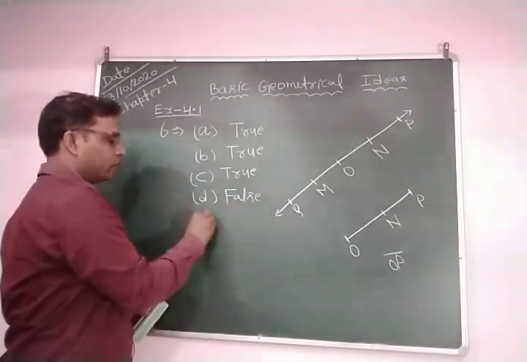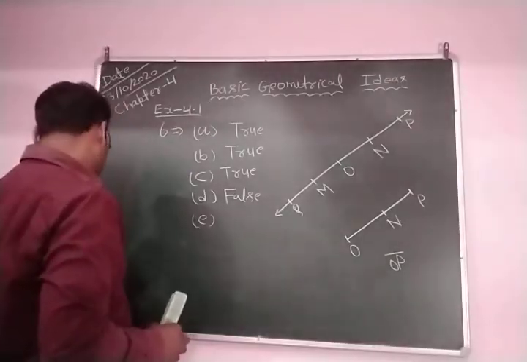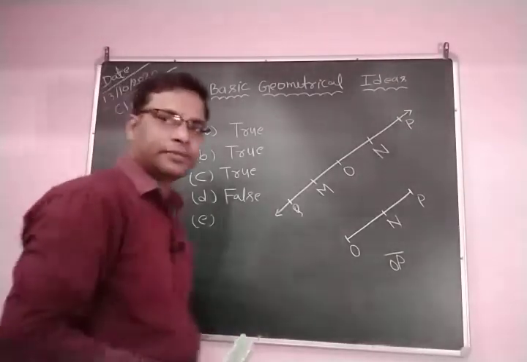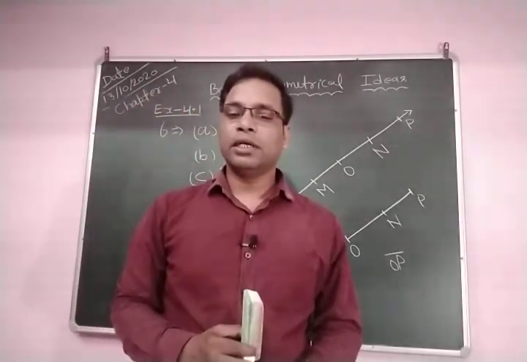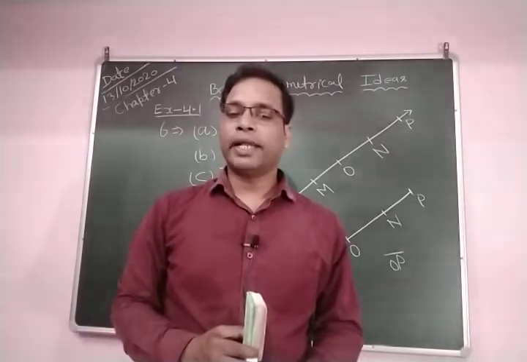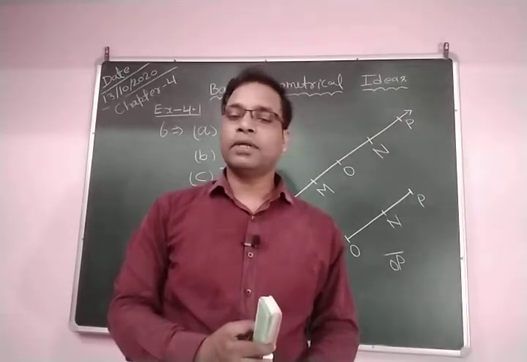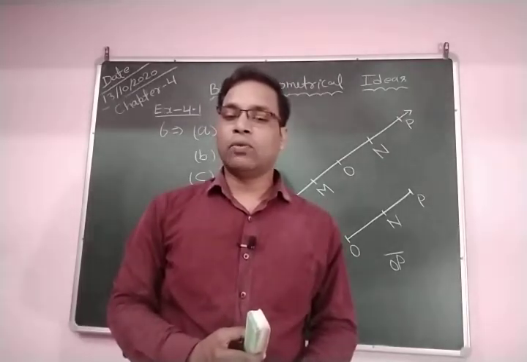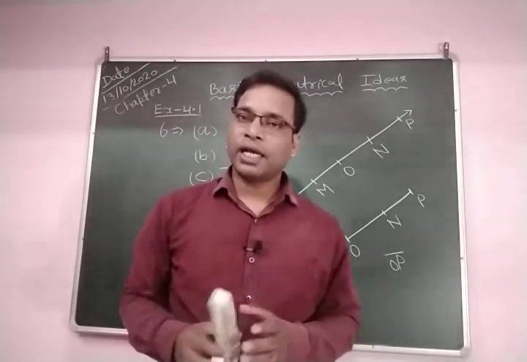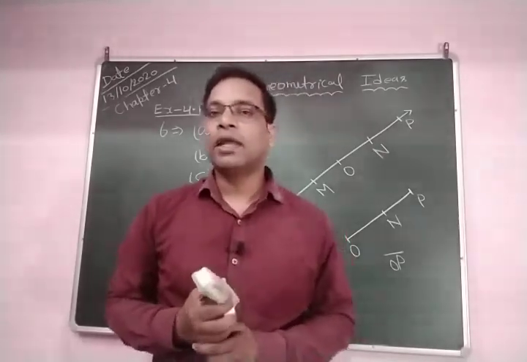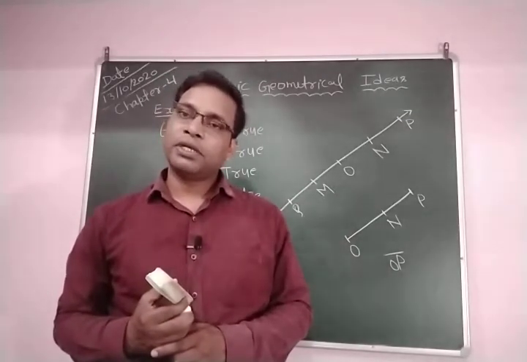This is clear. Now we are going to discuss E part of this question number 6. What is the E part of question number 6? E part of question number 6 is that M is one end point of line segment OQ. So first we draw line segment OQ. After this we check whether M is the end point of this line segment or not.